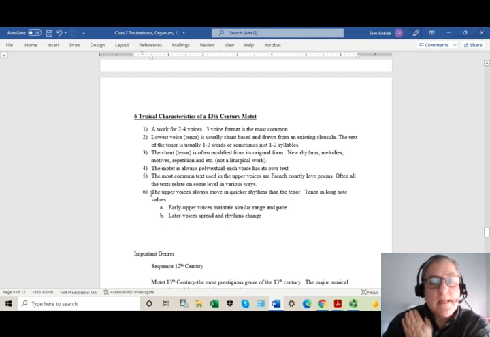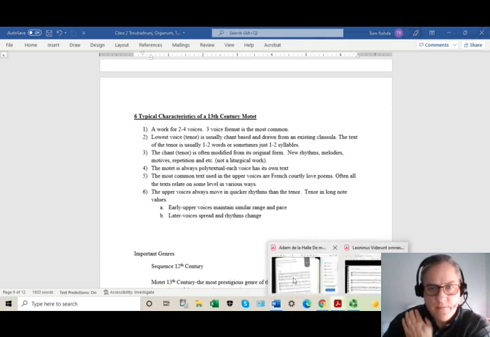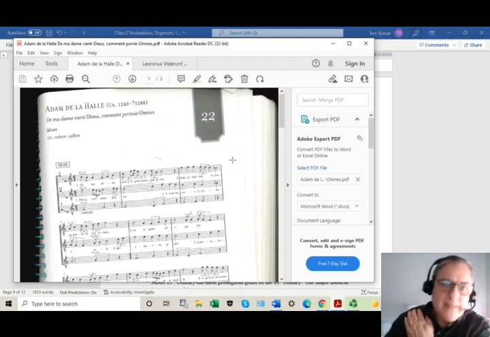Now, let me show you an example of one of these. This example is by the troubadour Adam de la Halle. You'll notice that this piece has 3 different titles: De me dama vion, Dio, comme un pois, and then omnes, which is Latin. So two of the titles are in French, and the third is in Latin.